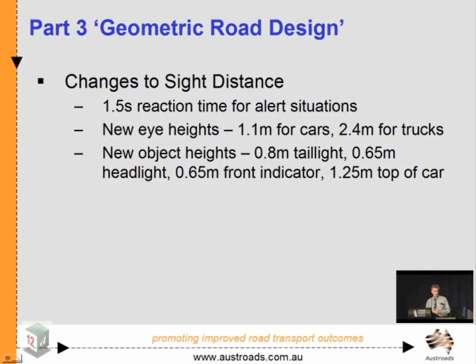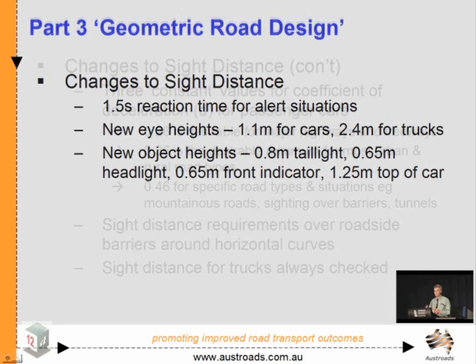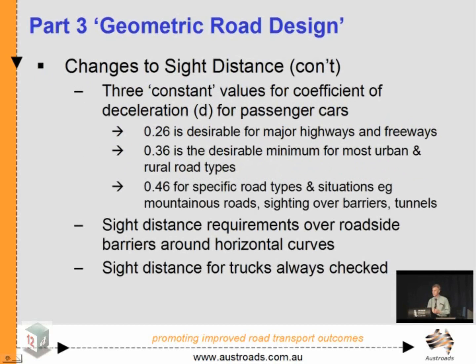We have things like 0.8 metre tail light height, up from 0.6, headlight height 0.65, down from 0.75, and top of a car 1.25. And even that top of a car still allows an extra 210 millimetres to the top of a 15% old vehicle, so you can actually recognise the car at that height.